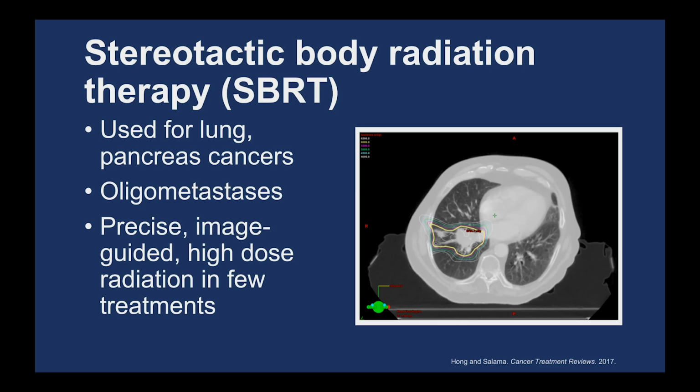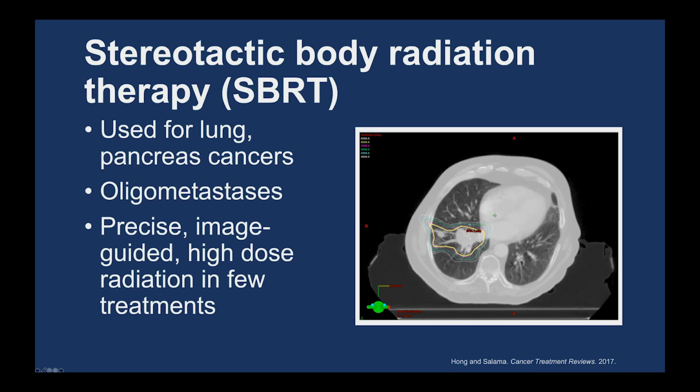oligometastases. It basically involves similar principles to what we discussed in our design of radiation plan, but the idea is to give precise image-guided treatments with high-dose radiation in few treatments, usually defined as 5 or fewer treatments. And this is an example of a treatment plan delivered to a lesion in the lung. That was specifically a treatment for an oligometastatic tumor that had developed in the lung.